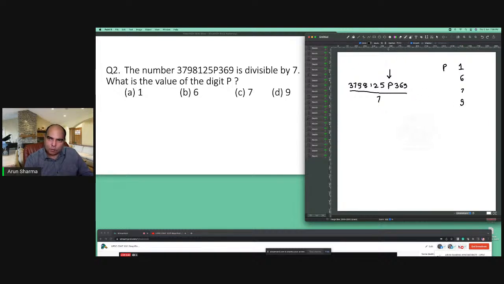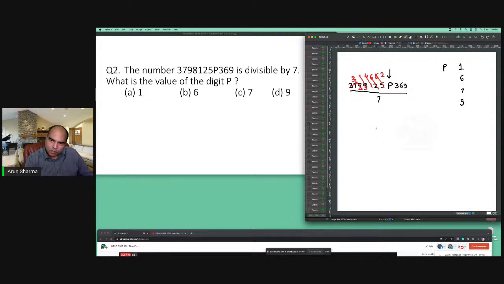What I have to start doing here is cancelling out this number with 7. So 37 divided by 7 gives me a remainder of 2. This 2 will associate with this 9, making it 29 divided by 7, which gives me a remainder of 1. 1 and 8 makes it 18. 18 divided by 7 gives me a remainder of 4. 41 divided by 7 gives me a remainder of 6. 62 divided by 7 gives me a remainder of 6. 65 divided by 7 gives me a remainder of 2.